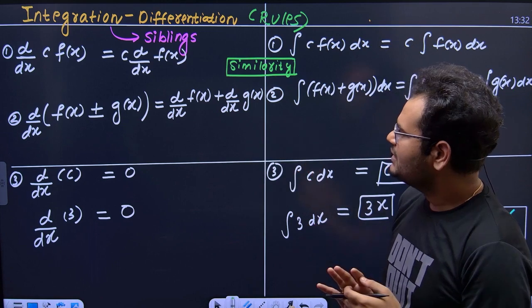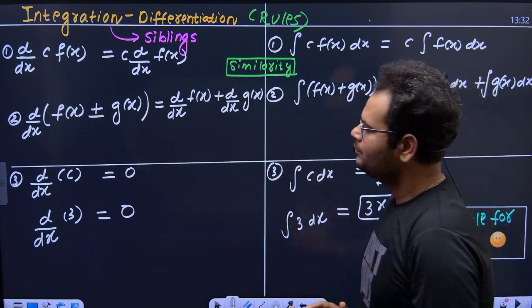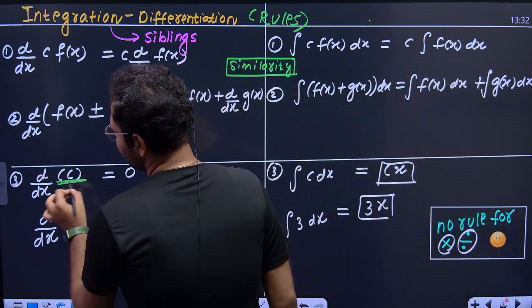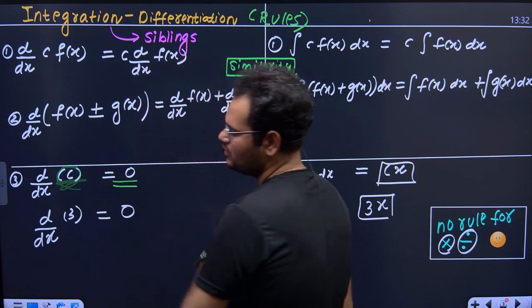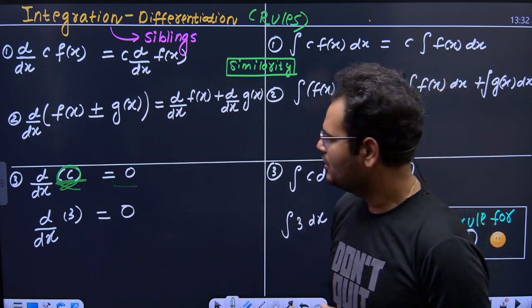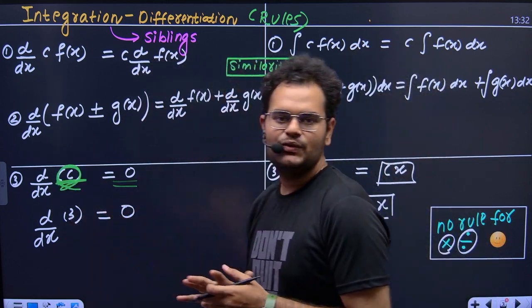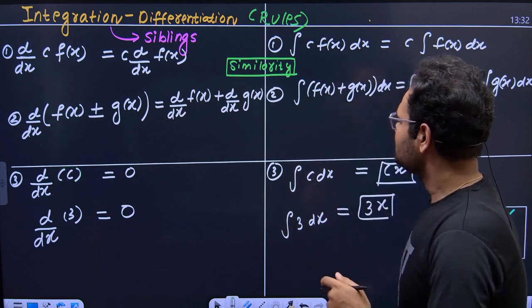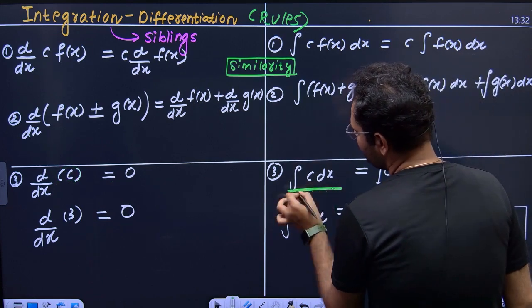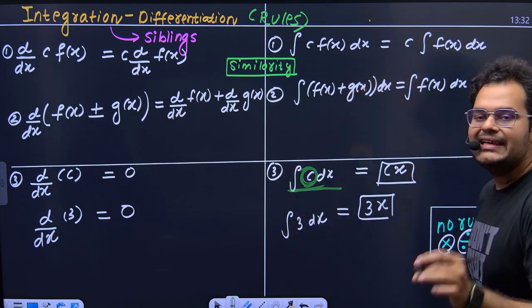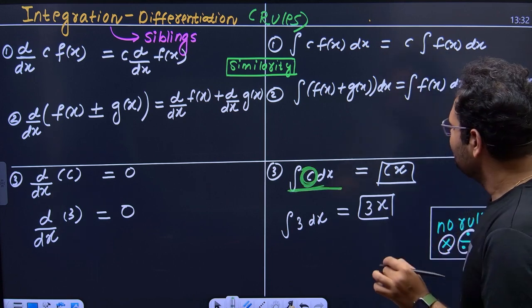Then what is dissimilarity? What is the difference, sir, between integration and differentiation rule? You know that differentiation of constant is what? Differentiation of constant is 0. Correct? Differentiation of constant is 0. So d/dx of 3 is 0 here. But integration of constant is not equal to 0. Sir, then what is the value of it?